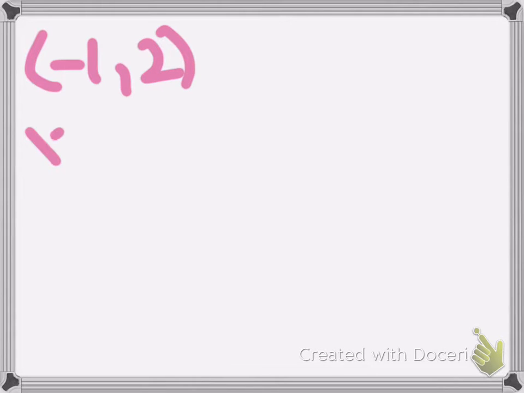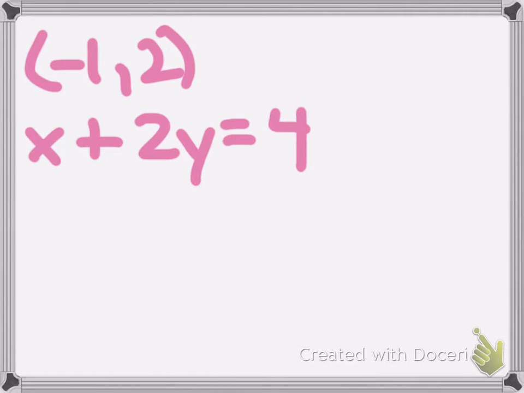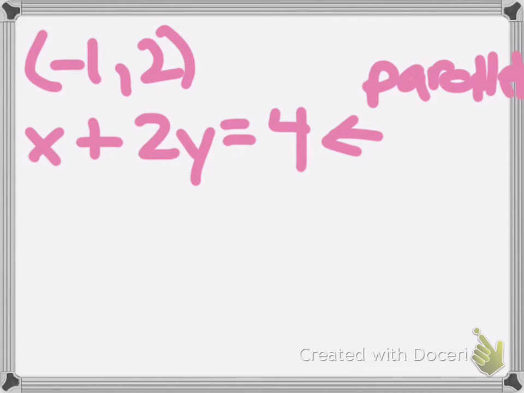The next one says I need to write an equation in slope-intercept form. It gives us a point, -1, 2, and it gives us an equation, but it says the equation that I write needs to be parallel to this equation. So the first thing I need to do with the equation they gave me is I need to make it into slope-intercept form, because I need my slope first.